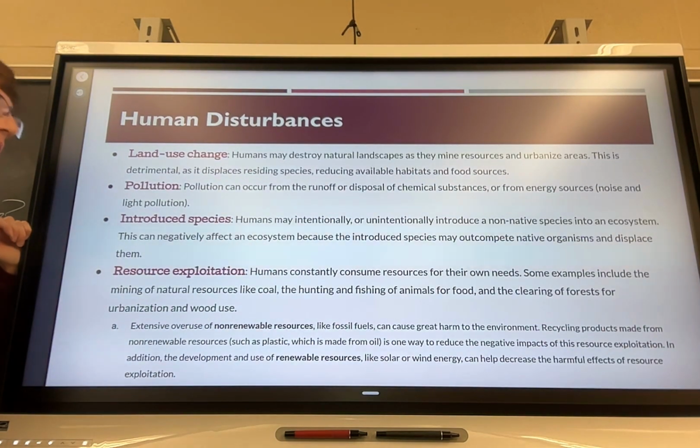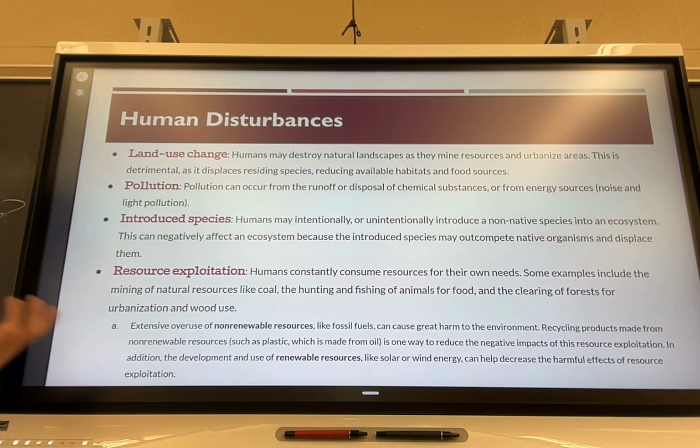Introduced species, like we had said previously, are going to reduce the amount of biodiversity by killing off things that can't compete with it, leading to drops in biodiversity. Resource exploitation, similar to the land use, we have a lot of things that we need to do or make, so as we constantly consume all of these resources, it's going to take away from the rest of the environment. So mining coal, hunting and fishing, cleaning forests of their trees and of the resources, all of which are going to be negative for the environment.